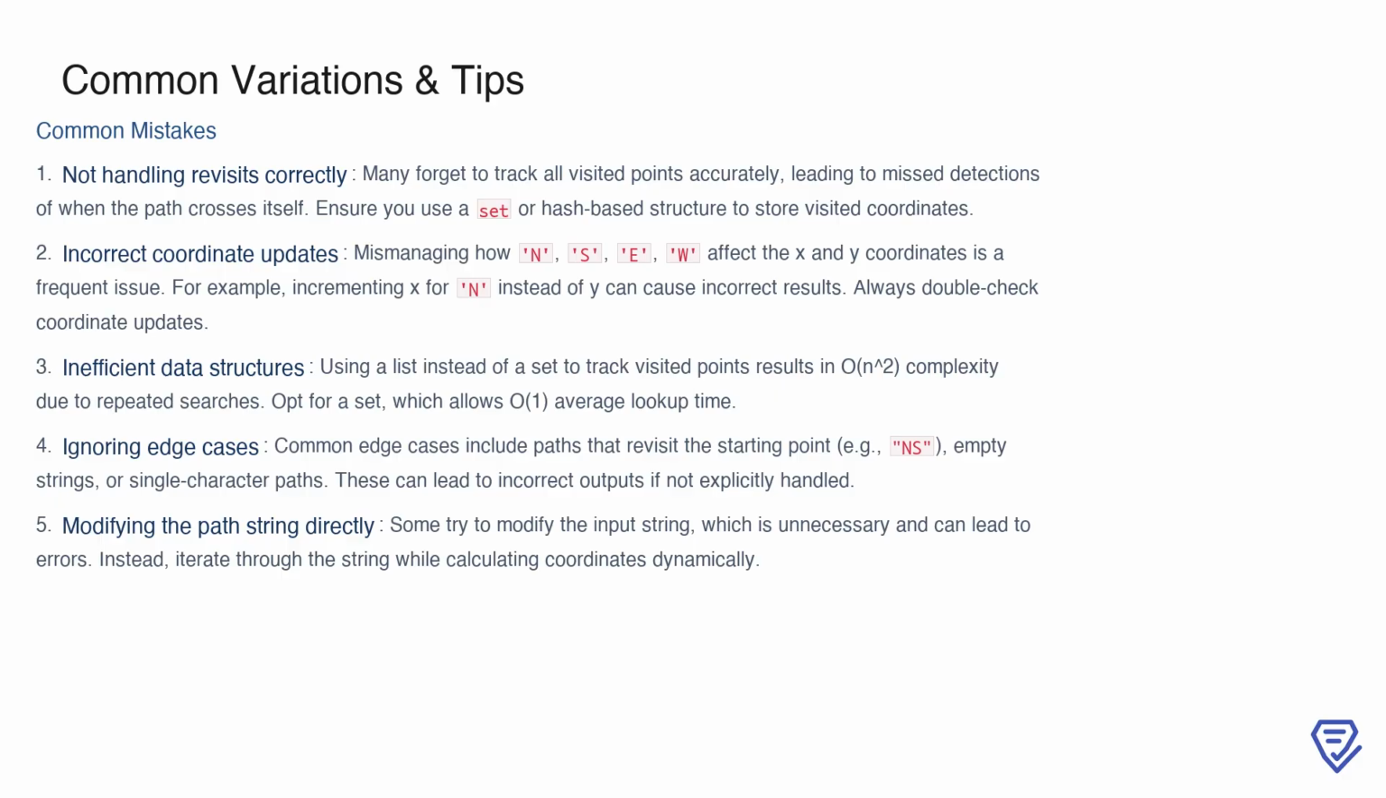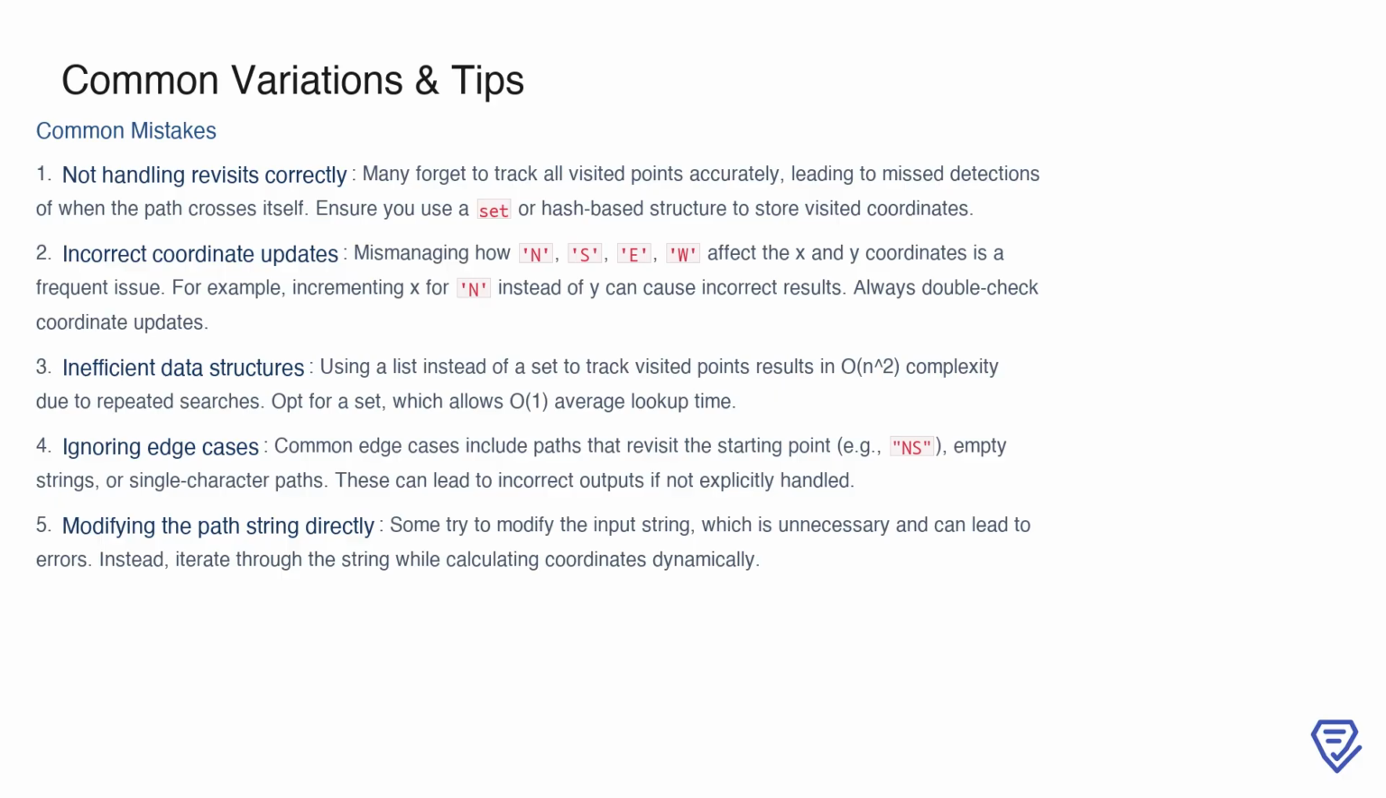Inefficient data structures can also trip you up. Using a list instead of a set to store visited points results in slower performance, as checking for duplicates in a list takes O(n) time, leading to an overall O(n squared) complexity. Always use a set for O(1) lookups. Additionally, edge cases like revisiting the starting point, handling empty strings, or working with single character paths are often overlooked. These scenarios can lead to incorrect results if not addressed explicitly.